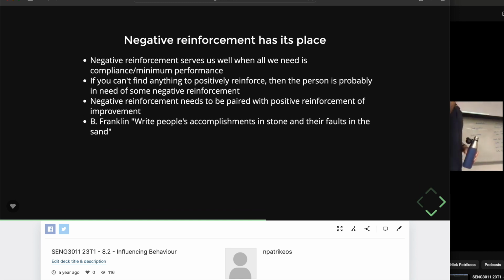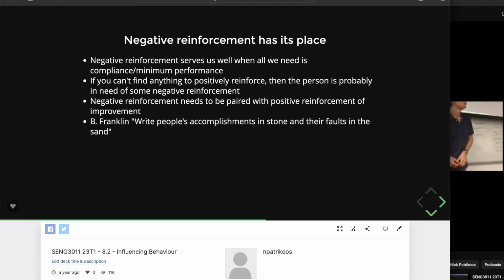Now, this is not to say that negative reinforcement doesn't have its place. When you need compliance or minimum performance, you just need to do the bare minimum so that people don't die, or that we don't accidentally spend billions of dollars, negative reinforcement is fine. An example would be the security thing we had earlier in the term, where I emailed everyone, saying make sure you're aware of this stuff. This is a bare minimum standard that you just need to comply with. It's pretty okay to use negative reinforcement there.